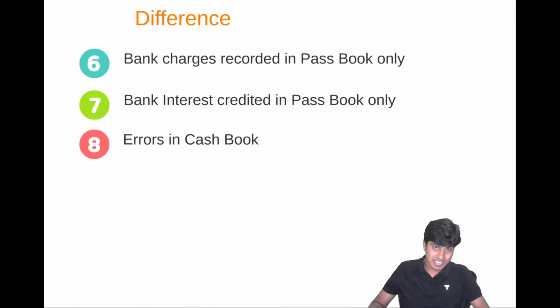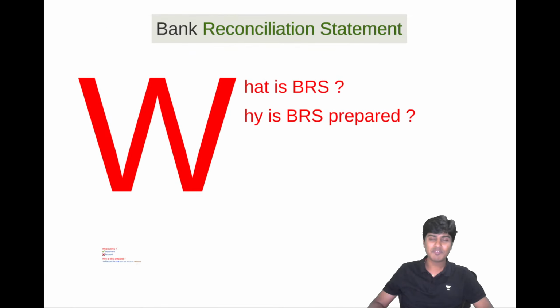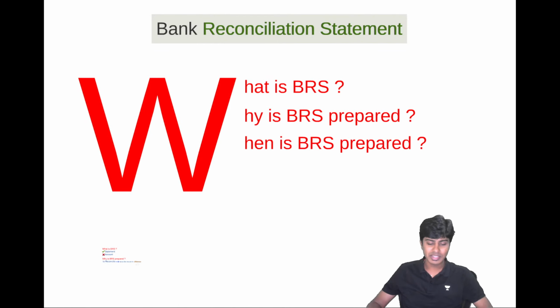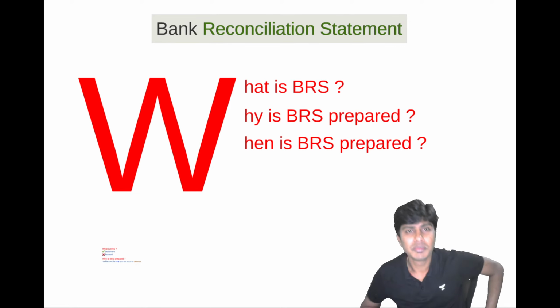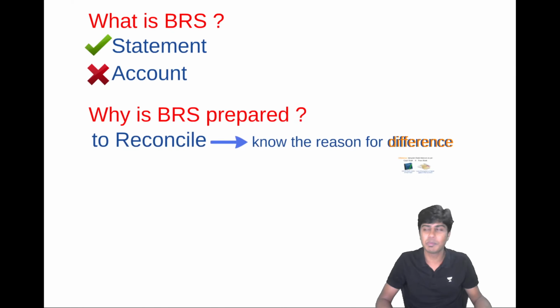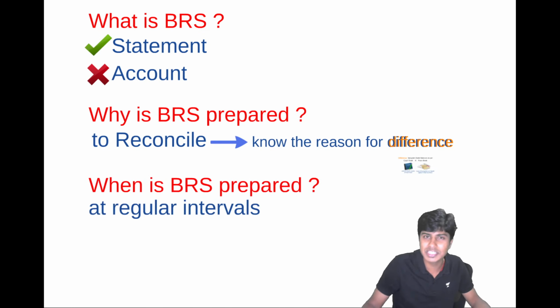If there are any errors in the cash book, that will also lead to difference. Or if there are any errors in the passbook, that will also be another reason for difference. These, my friends, are the reasons for difference between passbook and cash book. Then the next point is, when is BRS prepared? Many of them say that the BRS needs to be prepared annually, monthly or on a daily basis. What we need to remember is BRS can be prepared at the discretion of the entity.